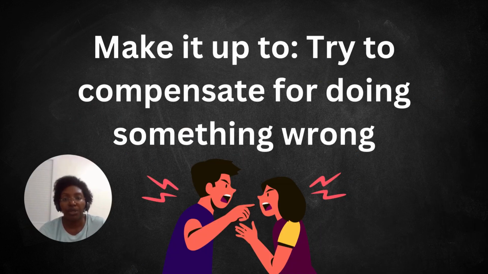Make it up to. So here we actually have four words in this phrasal verb. You need all of them, even if it's a small little word. It means try to compensate for doing something wrong. So compensate means to pay. It could be with money, it could be with items, it could be with a service, whatever it is to make the situation right. So perhaps you were arguing with your wife or husband the day before, you feel bad about it, or you realize you shouldn't have started the argument.